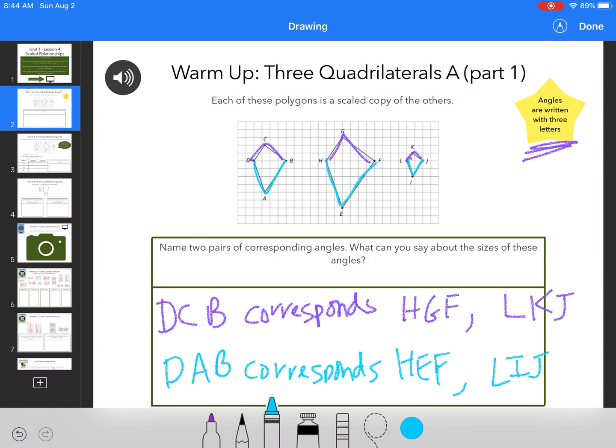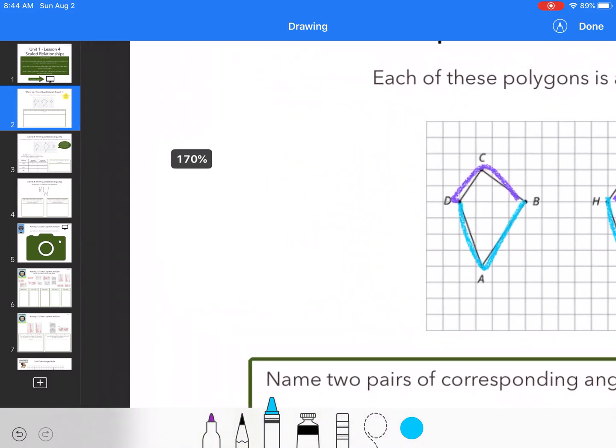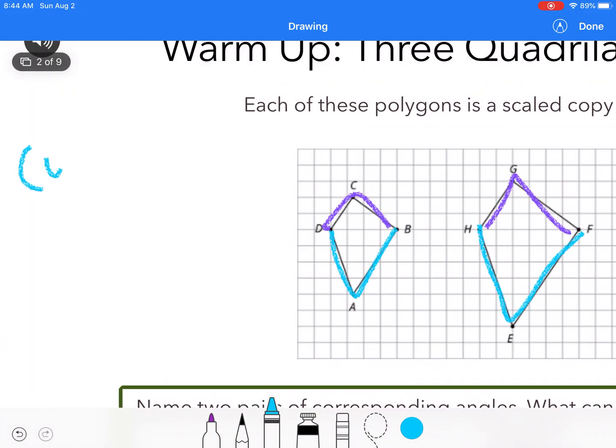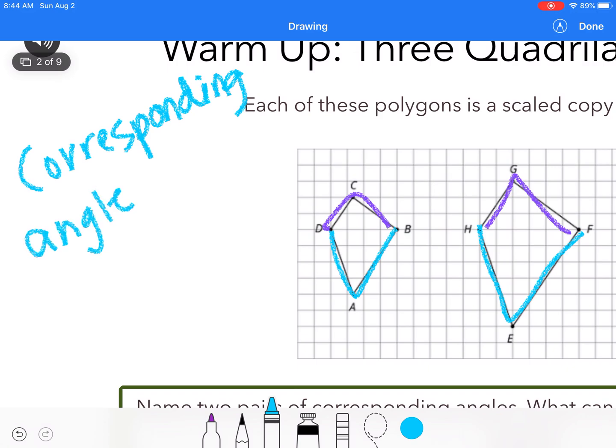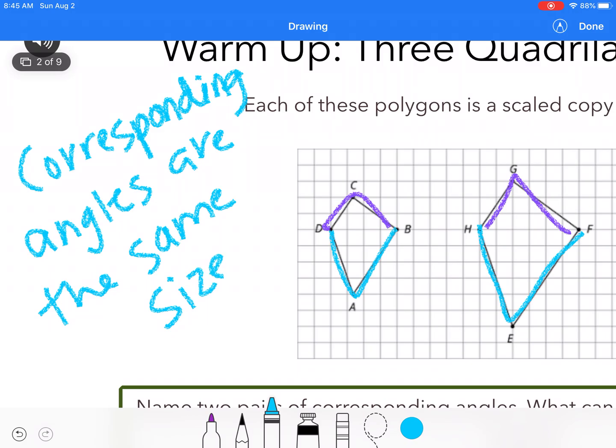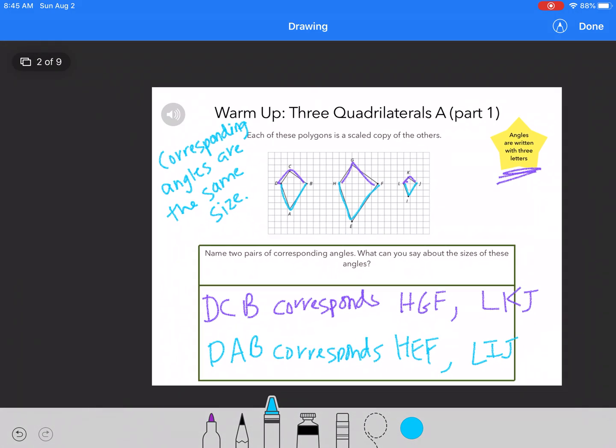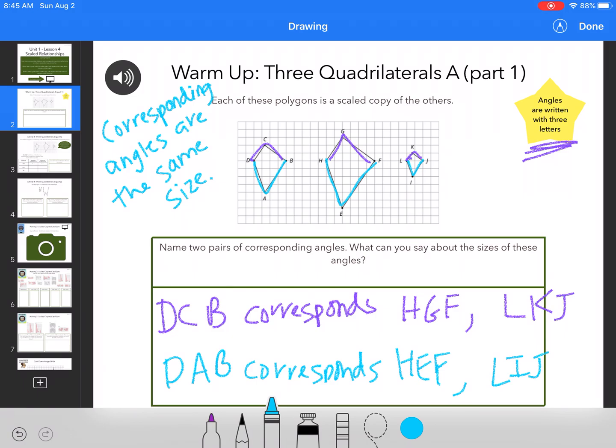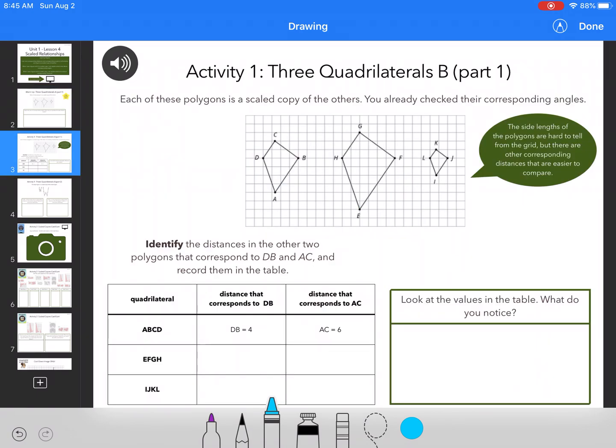Now, if you remember from lesson 3, we talked about how corresponding angles are the same size. So what do I know? What can I say about them? Corresponding angles are the same size. So it doesn't matter how big or small, the corresponding angles are the same size. So now it says 3 quadrilaterals B. So again, we're looking at these same quadrilaterals, and we've already checked their corresponding angles.